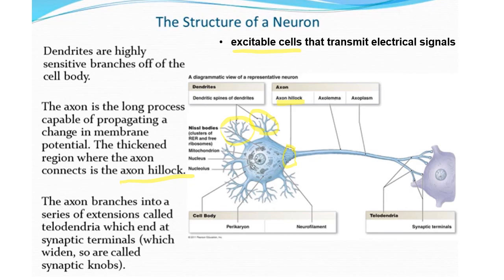Then you have here axolemma, axoplasm. This is just the axon, the axon that goes to send the information down to the telodendria that are the end of the axon, and that is going to go to the synaptic terminals. They're going to connect with whatever target it's going to communicate with. So this is just a review.